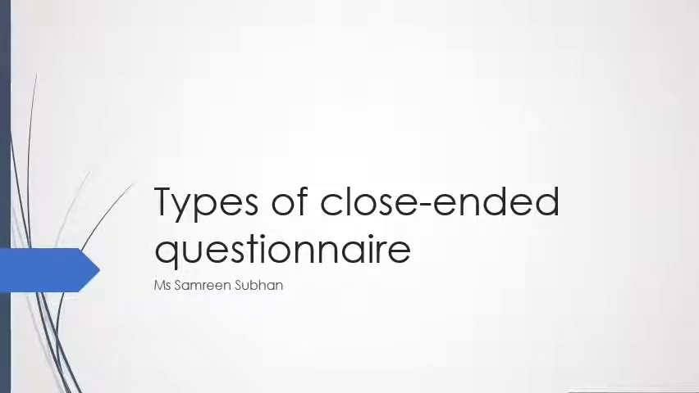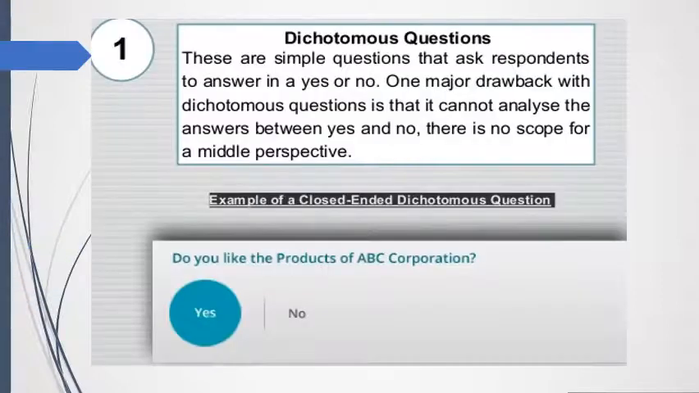In this PPT, we are going to cover the types of close-ended questionnaires. There are different types of questionnaires, for example, Likert scale, multiple choice, true and false, bipolar. I'm going to explain all of these. The first one is the dichotomous questionnaire.